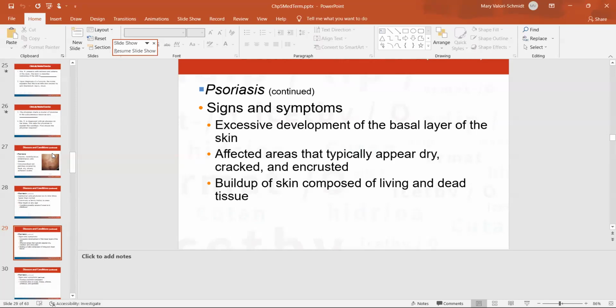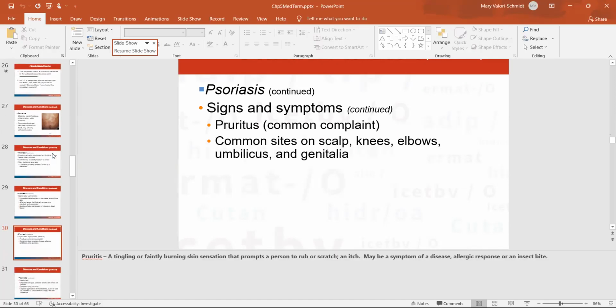And so signs and symptoms, when you look, you'll see this excessive overdevelopment even of the basal layer of the skin. And the affected areas look dry and cracked and crusty. And there's the buildup of this skin that's not just living, but it's living in dead tissue together. So it's just very icky. That's not a medical word. And again, to continue signs and symptoms, pruritus, it itches. It itches and itches. Common sites, you'll see it on the scalp, on the knees, elbows, sometimes on the inner fold of the elbow too, the umbilicus and genitalia.